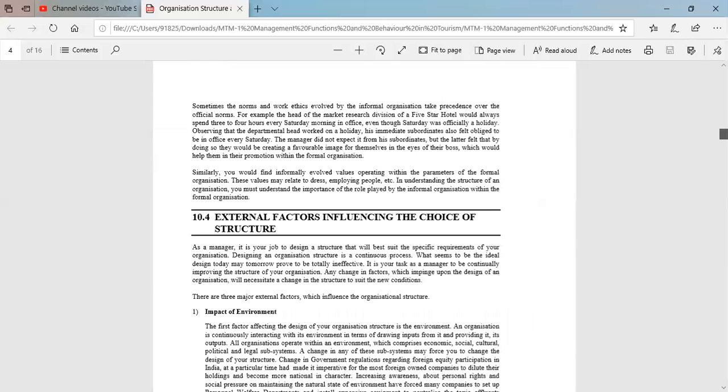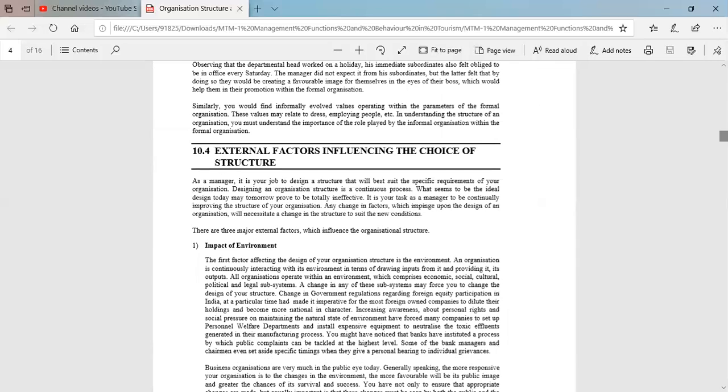So you have learned about formal and informal organization. Now, external factors influencing the choice of structure. What type of company structure, staff structure, you want to put is affected by the external factor. Environment means it is not the natural environment, not weather. It is about the business environment or the legal environment.